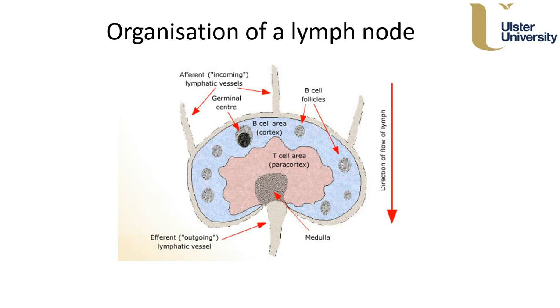So lymph enters through here, hopefully you can see my pointer, and it must first pass through the medulla in order to exit. And the macrophages that are present within the medulla will examine the lymph for pathogens, and if there are pathogens present, the macrophages will phagocytose them and present them on their surface to the T cells in the paracortex.